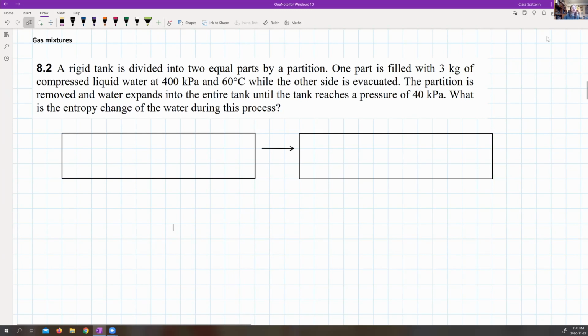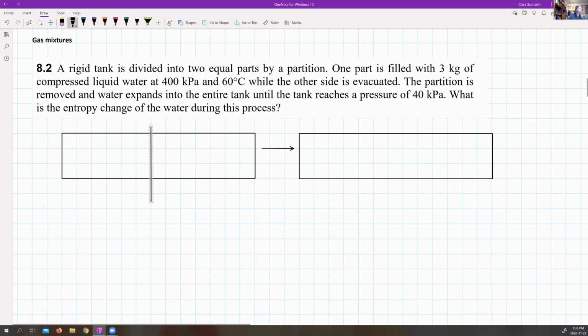So let's start with this question, 8.2. And 8.2 says that a rigid tank, that's important, is divided into 2 equal parts by a partition. 2 equal parts, all right? So, I don't know, this is my partition. 2 equal parts by a partition.